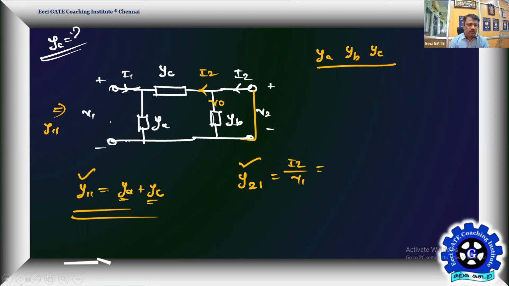Okay. Yes, what is that? So I2 by V1 we need now. Okay, so V1 is excitation. Let me take this potential as 0. Therefore, the top potential will be equal to V1. So therefore, this is equal to V1. So now what does I2 mean?